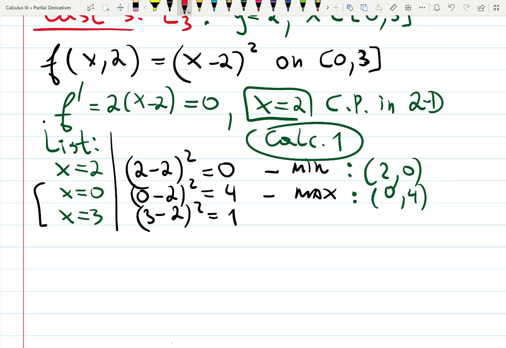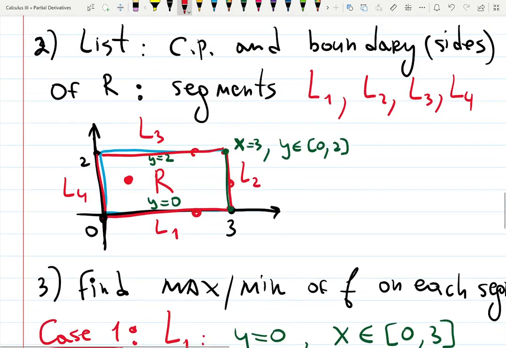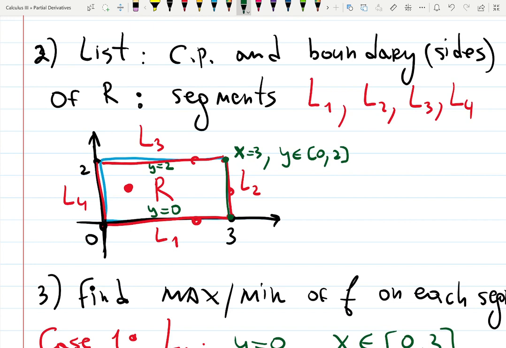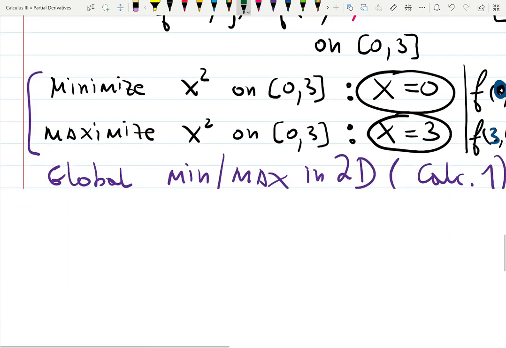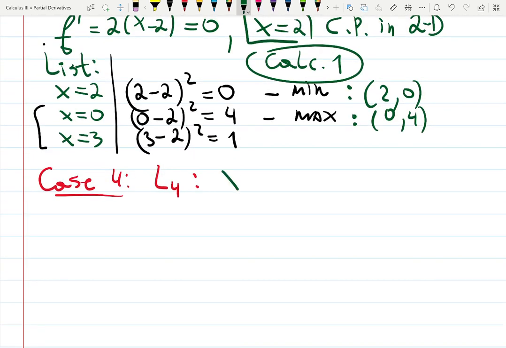Finally, case 4, which is the last line, I think the easiest one. L4. Going back to the picture, how would you describe L4? How would you describe x equals 0? And then it's infinitely up and down, so you also need to add that y is restricted. X is 0, but y keeps running up and down between 0 and 3. This will be the easiest one. 3 or 2? 2. Because you plug in 0, which is convenient.